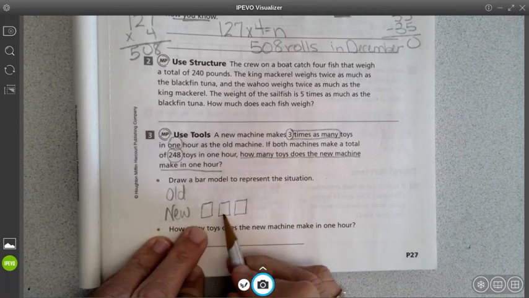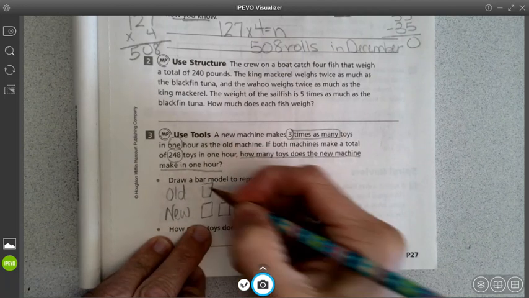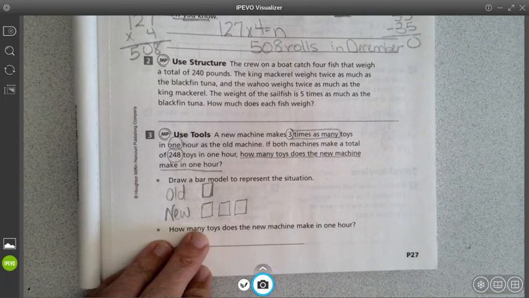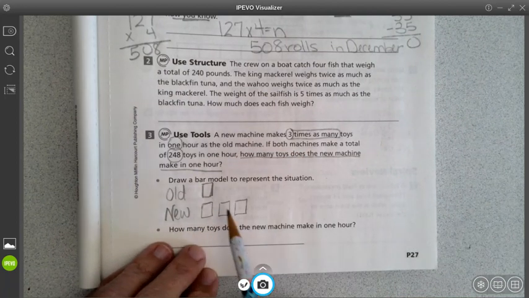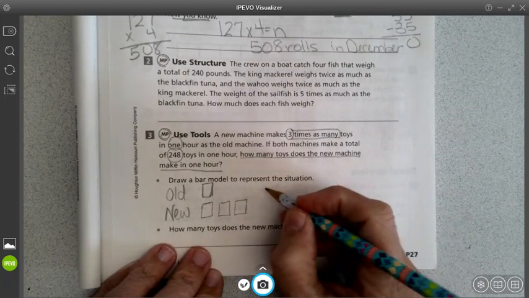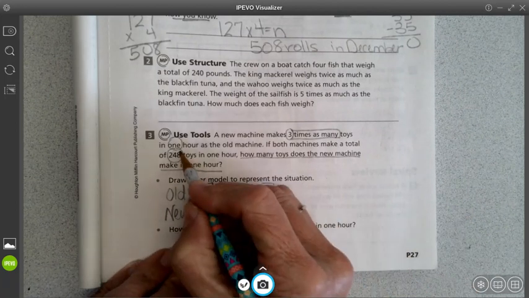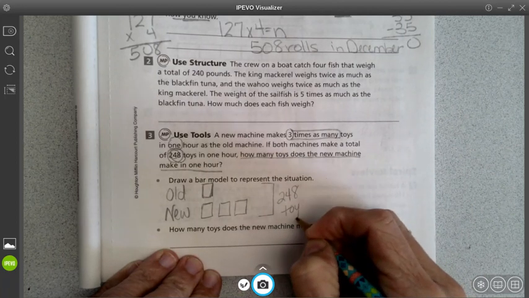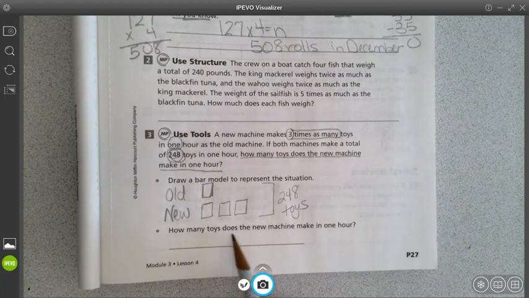Well, if that's 3 times as many, 3 times 1 is 3. So then I'm going to put that 1 box to represent the old machine. All together, they make 248 toys. How many toys does the new machine make in 1 hour?